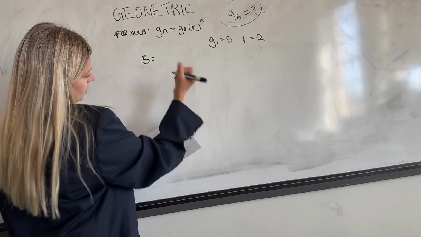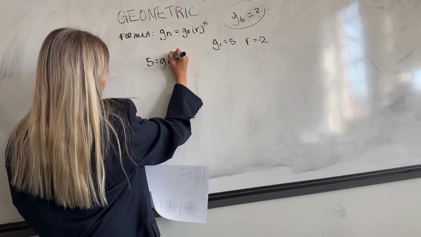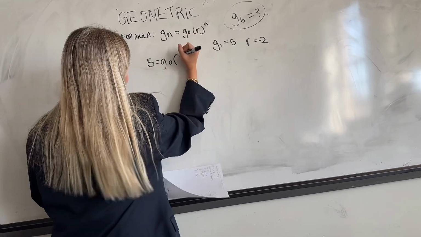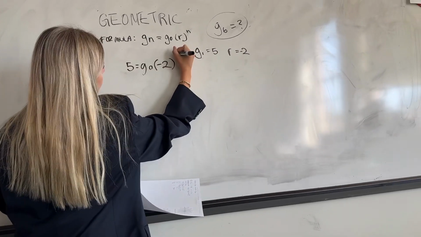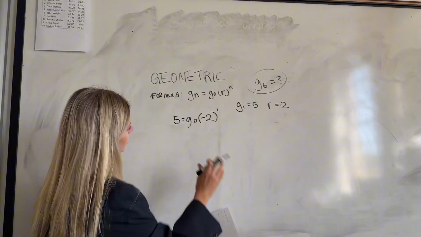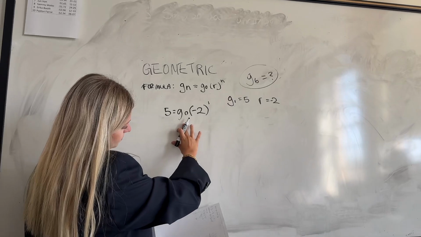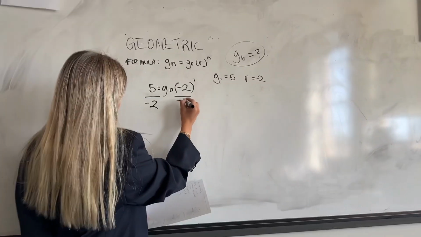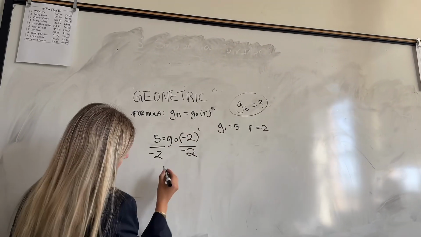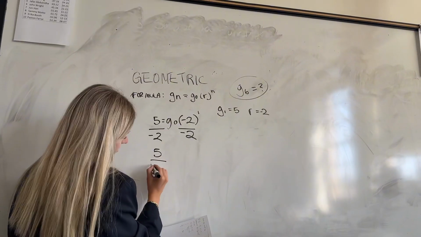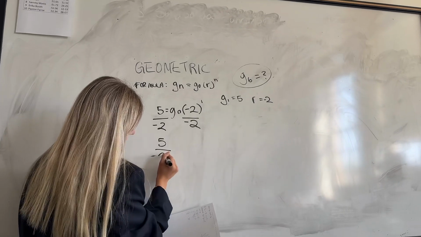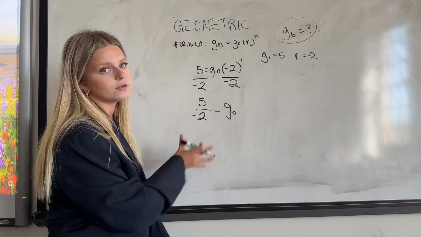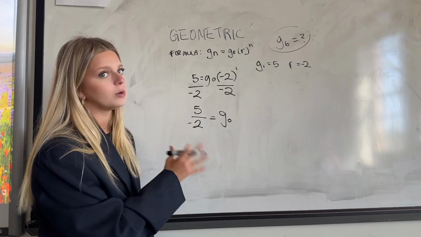and then do g of 0, and then our ratio, replacing this r, and then exponent 1. Okay. And we're going to try to isolate the g of 0 and divide it by -2 to get rid of this, which makes it equals g of 0. For this problem, the exponent doesn't really matter since it's just 1, but in other cases it might matter.